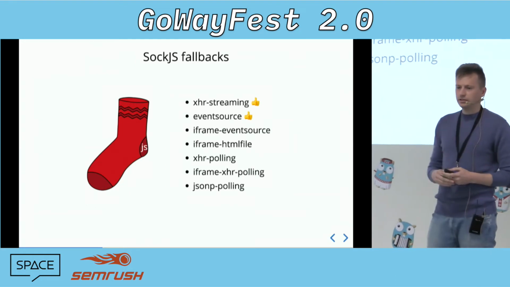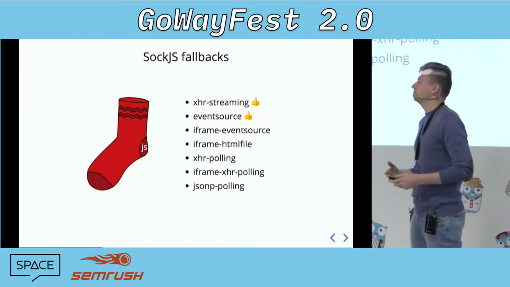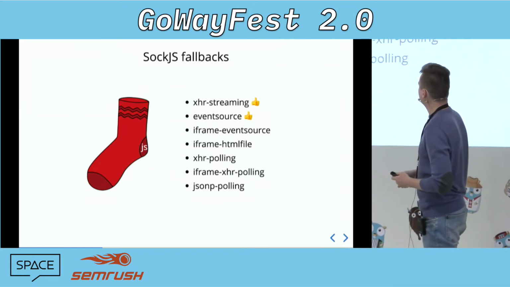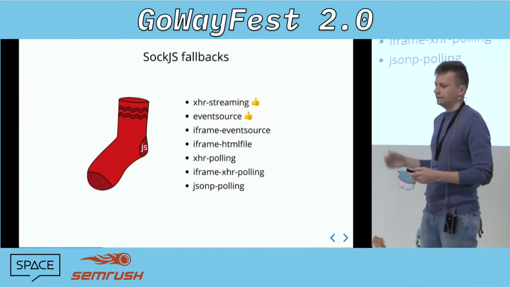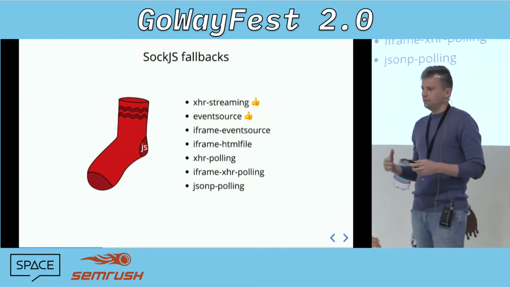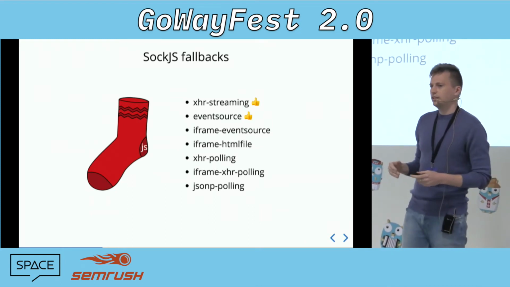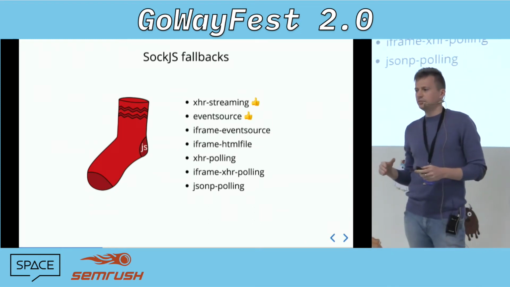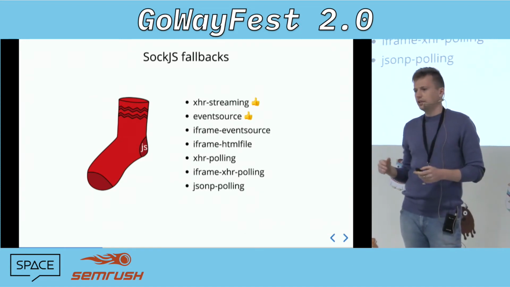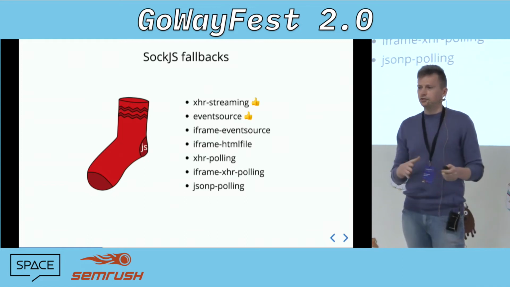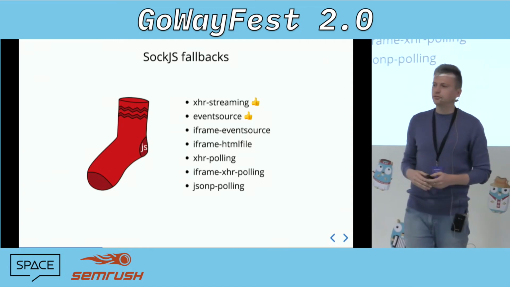SockJS provides several fallback HTTP transports. There are some exotic ones, but there are actually good ones like XHR streaming or EventSource, or server-sent events. They are persistent connections based on HTTP. As they are based on HTTP, this means that there is no bidirectional support out of the box, and SockJS emulates a stream of messages from client to server via separate POST requests to the backend, or to Centrifuge in this case.